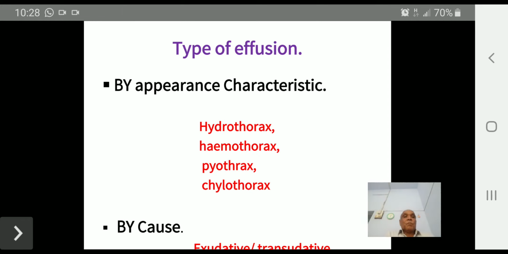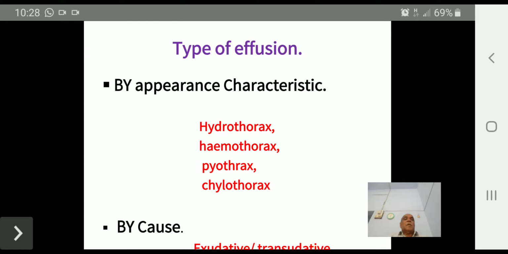Now, when there is an effusion, we will see the appearance of the tap fluid after pleural tapping. When it looks like the serum color, then it is hydrothorax. When the color of the tap fluid is reddish, then it may be hemothorax. When it is turbid yellowish in color, it is pyothorax. When it is milky, then it may be chylothorax.